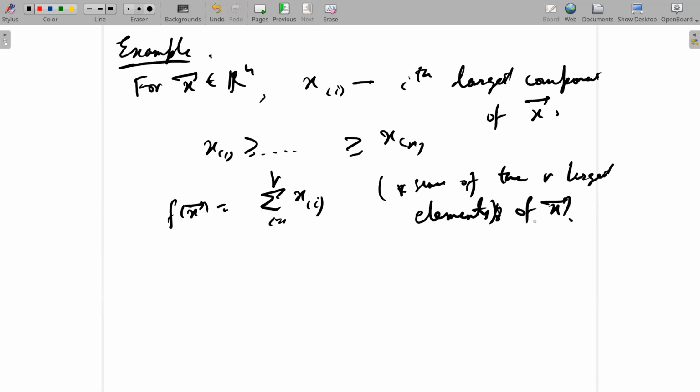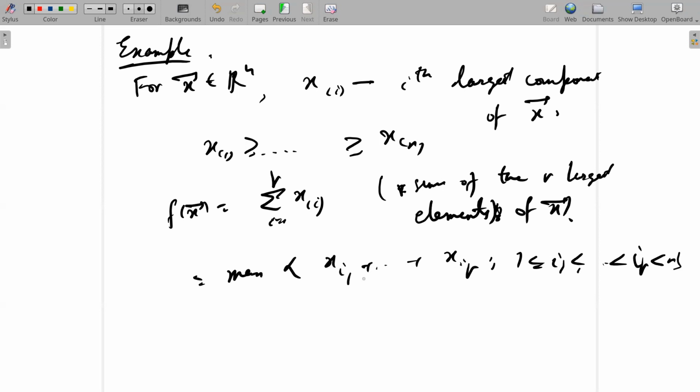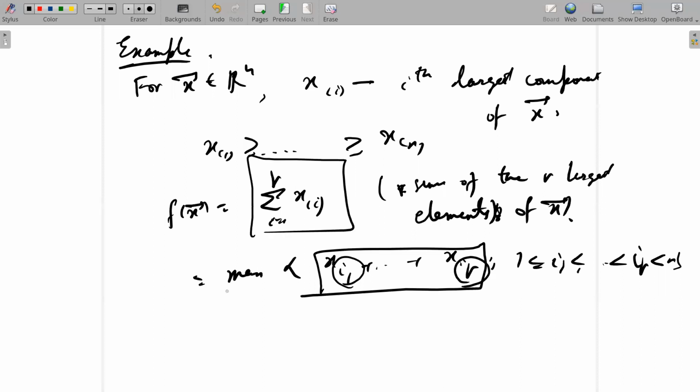Then actually I can rewrite this as the maximum of the numbers x i1 plus up to x ir, where i1 through ir are just the indices. So if I take this sum and I maximize this, of course it will be maximized when I take the top r elements. But each of these is a convex function, right? If I have chosen indices i1 through ir, for any fixed choice of indices this function is going to be a convex function. So the maximum is also going to be a convex function. Hence, this proves that this quantity is actually a convex function.